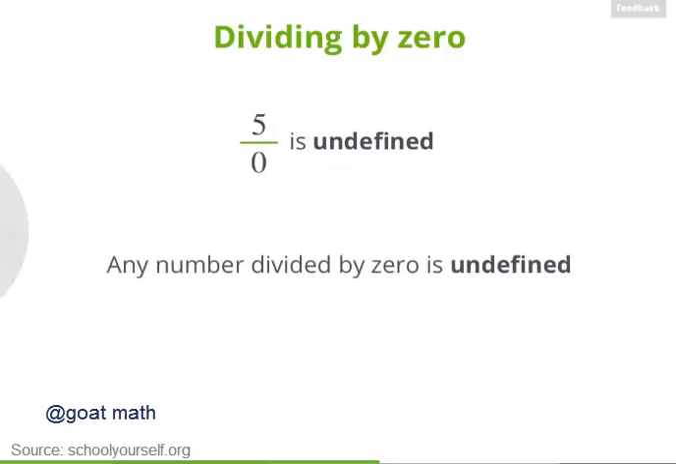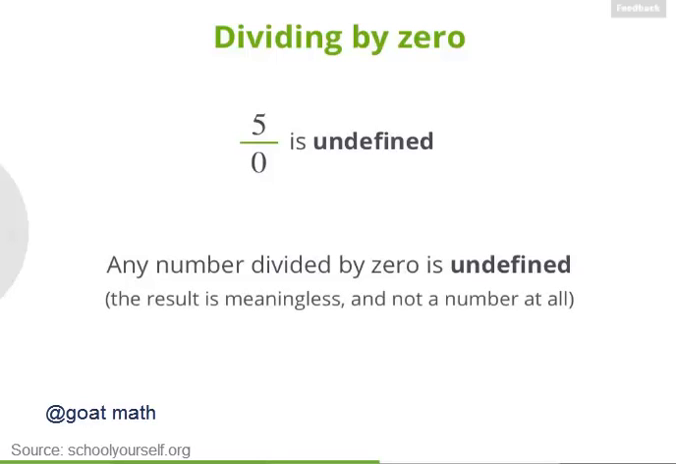And that goes for any number divided by 0. Expressions like these, where you divide by 0, are undefined. That's the mathematical way of saying they're meaningless and not actually numbers. There's just no answer. Even 0 divided by 0 is undefined.